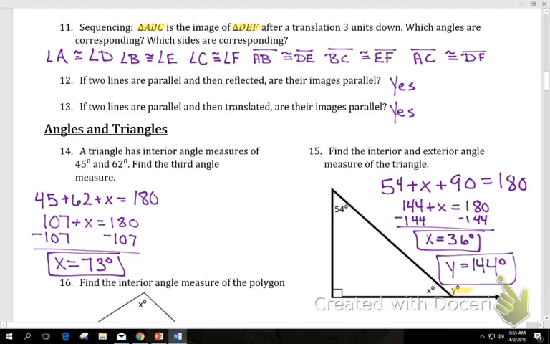The other thing you could do is recognize that this is on a straight line here. So you subtract 36 from 180 because that's the measure of a straight line, and you would still get 144. All right, so that's through number 15. Now let's talk about number 16.